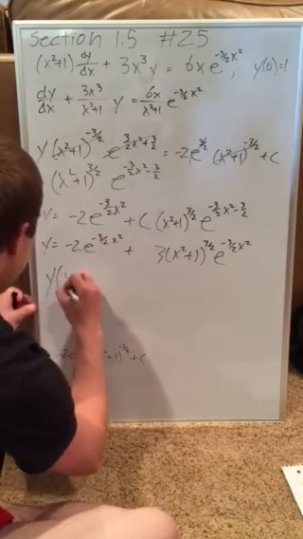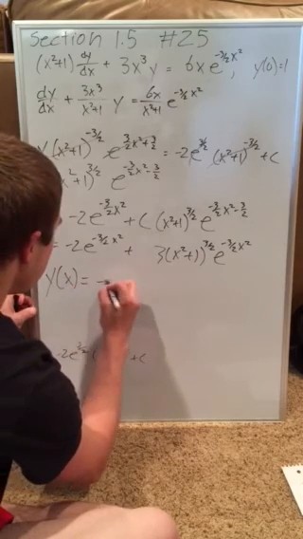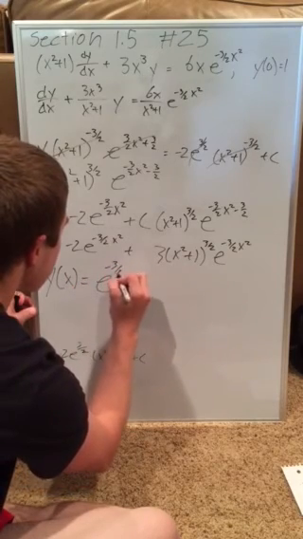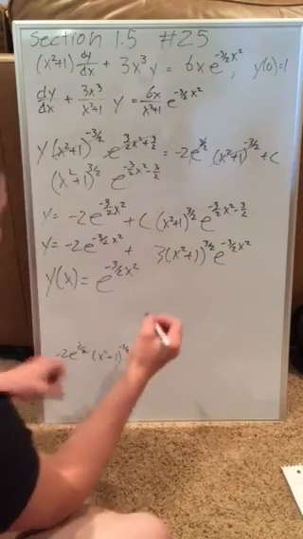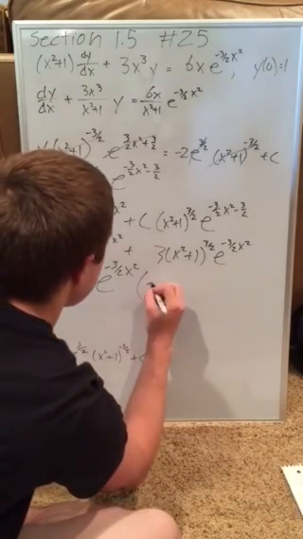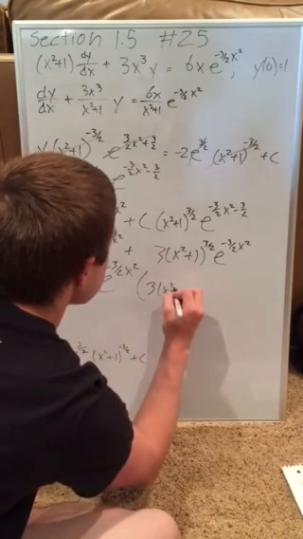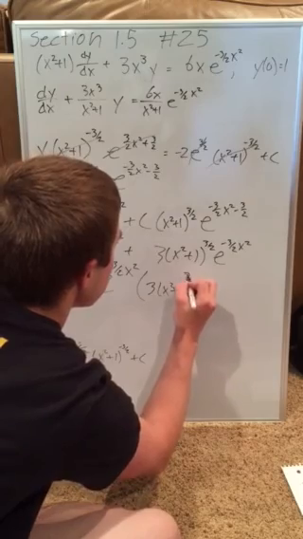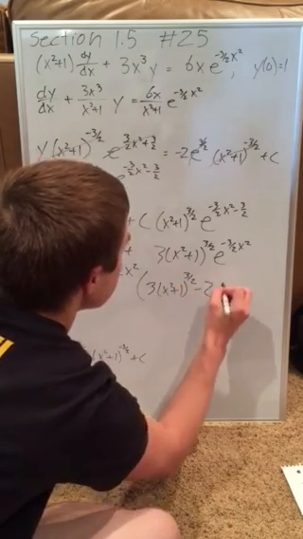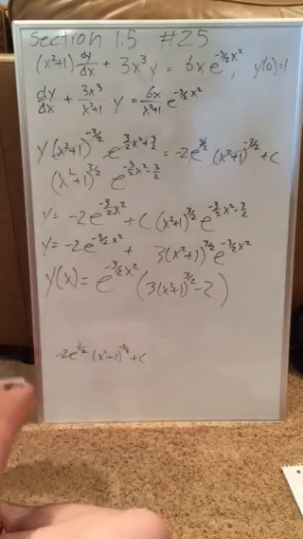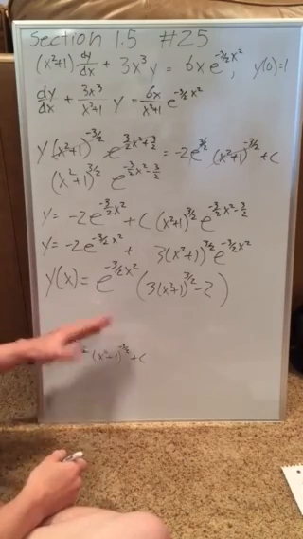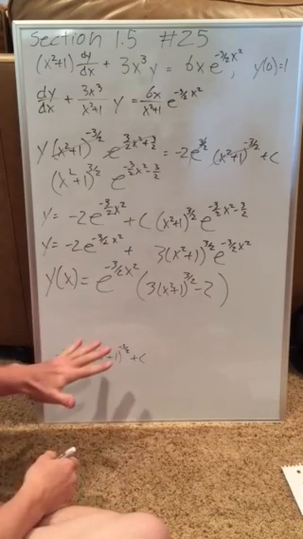So our y of x will equal e to the negative 3 over 2 x squared times 3 times x squared plus 1 to the 3 over 2 minus 2. There we go. That is our answer. That's the final. That's all we need.